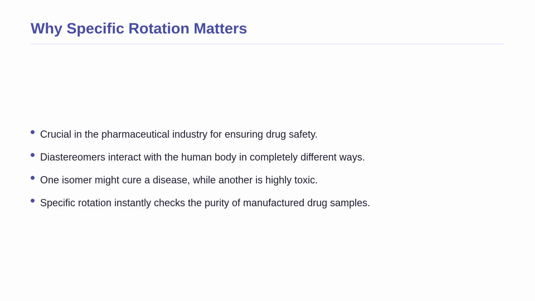Before we wrap up, let us understand why measuring these angles is so important in the real world, particularly in the pharmaceutical industry. Because diastereomers have different physical shapes, they interact with the human body in completely different ways. One diastereomer of a drug might perfectly cure a disease, while its sibling molecule might be completely inactive or worse, highly toxic. Specific rotation is the primary tool chemists use to check the purity of the drugs they manufacture. By simply measuring how much light a drug sample twists, they can instantly verify if they have the correct, safe molecule or a dangerous mixture.